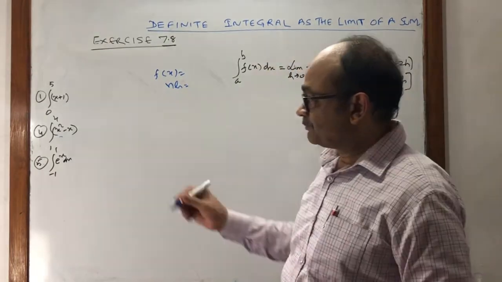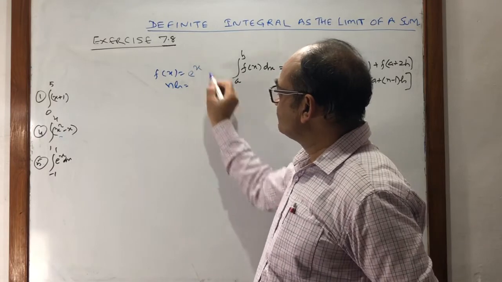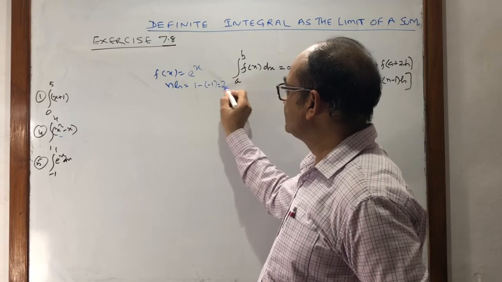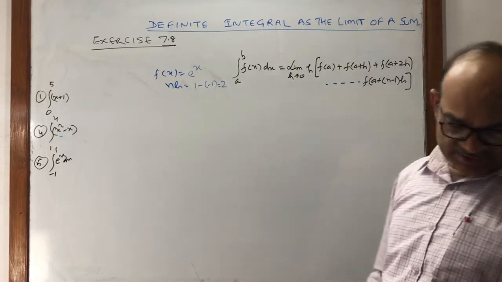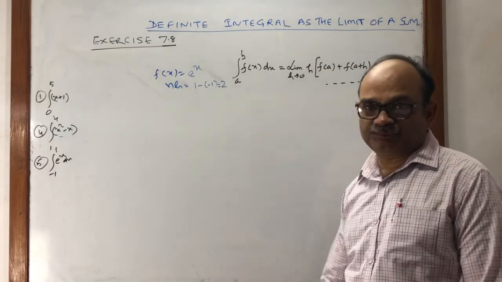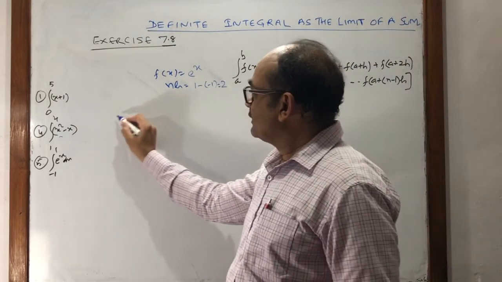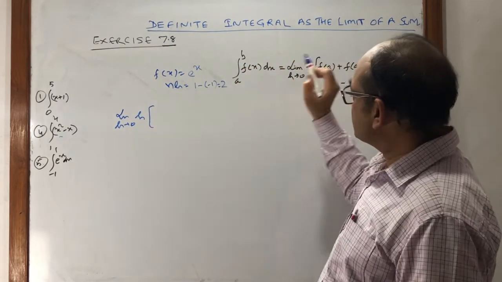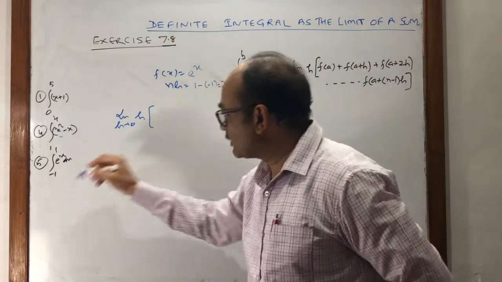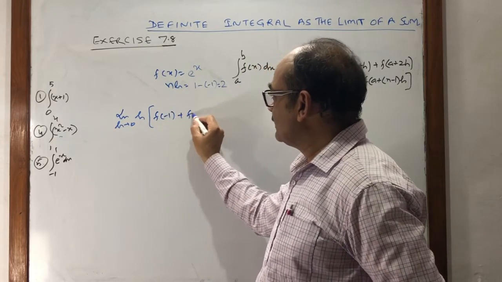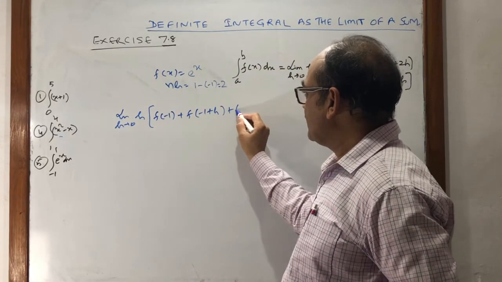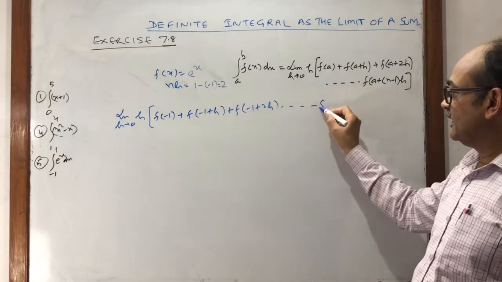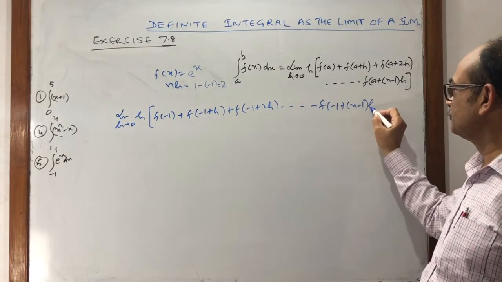Now the fifth question. f(x) is given e^x and the limits: upper minus lower is 2, and f(x) equals e to power x. Start with the same formula. Limit h tends to 0. First we need f(a). f(a) here means lower limit, f of minus 1, f of minus 1 plus h, f of minus 1 plus 2h and continue. The last one is important: f of minus 1 plus n minus 1 into h.